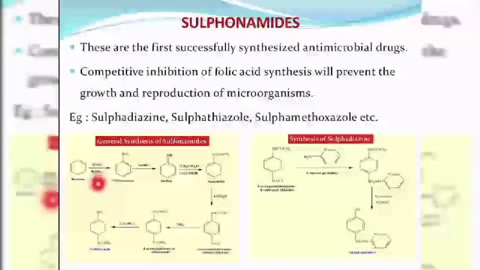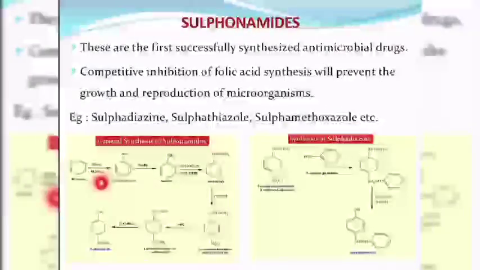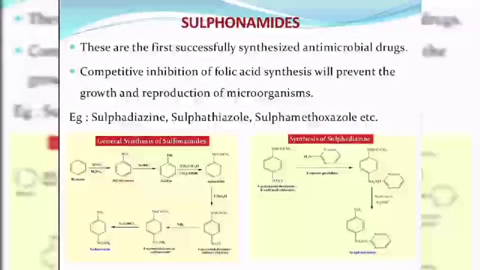So here, if we observe, benzene on nitration forms nitrobenzene, and the nitrobenzene on reduction is converted into aniline, which is then converted into acetanilide, and further it is derived into various intermediate products to form sulphonamides. In the same way, we are going to synthesize sulphadiazines.